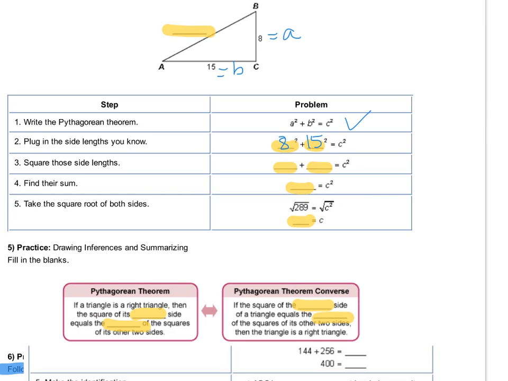And then it says square those side lengths. So 8 squared is 64 and 15 squared is 225. And then we want to find the sum of those two numbers. When we add those two together, we get 289 is c squared, and then we take the square root of 289 and we get 17. Okay, so we fill in the blanks.